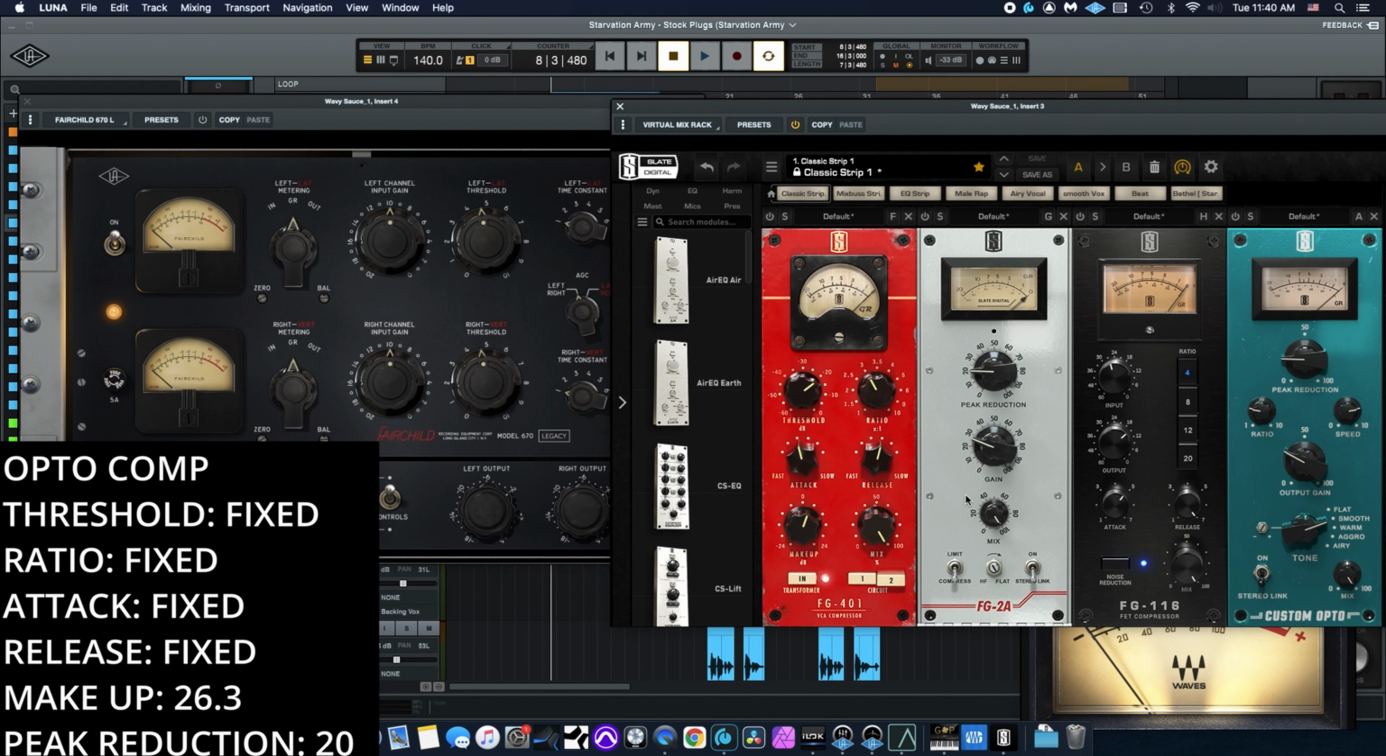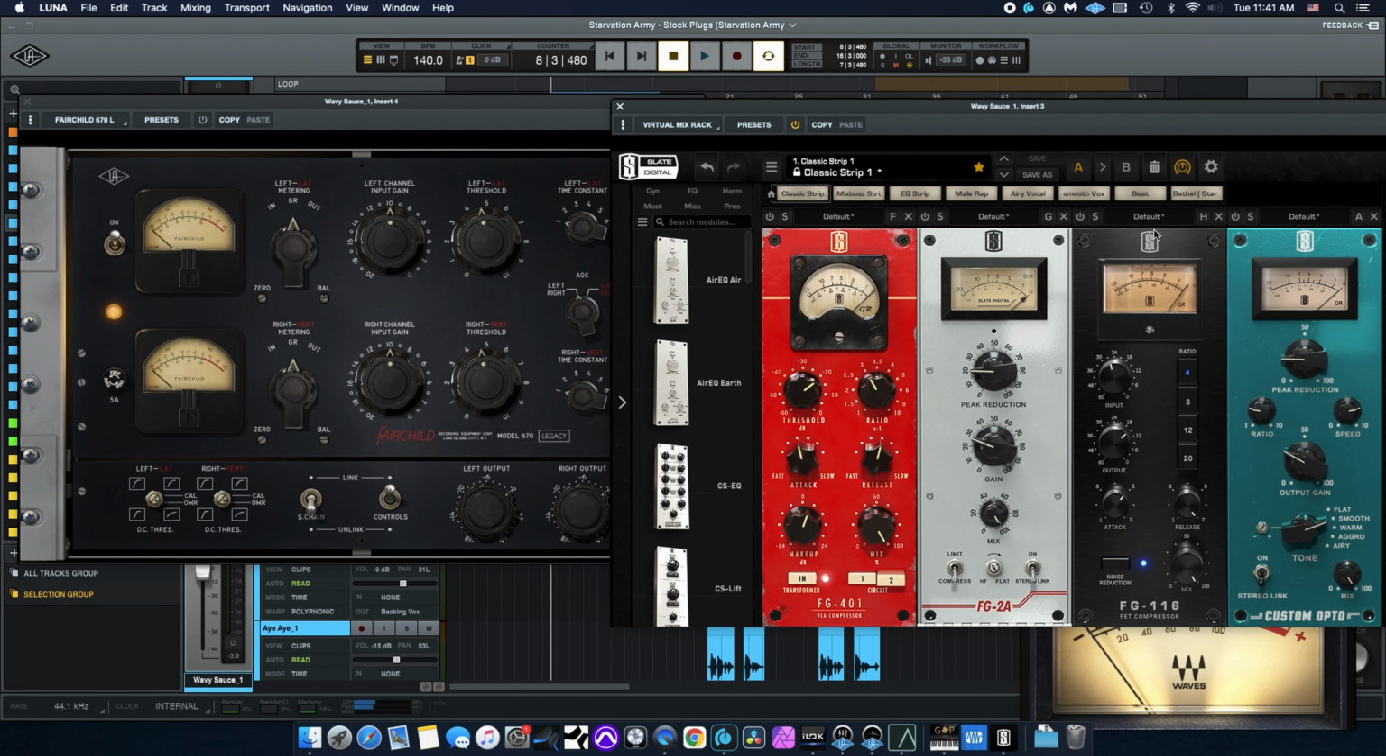Moving on to the next part, the optical compressor. In this case, I had the peak reduction at about 20, right? And the gain, I had brought it back down to about 26.3, right? So that's what gave me the desired outcome that I was looking for, and also kept the levels roughly about the same as before the signal was compressed, right?